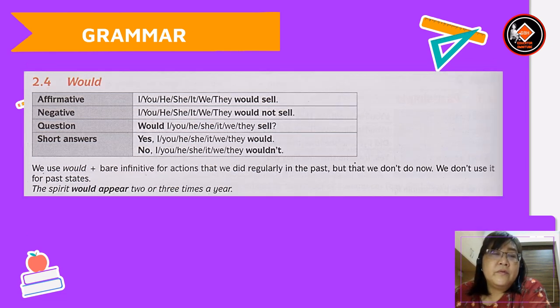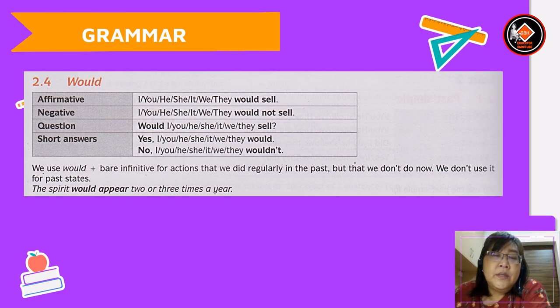And then we have 2.4, would. Affirmative, I, you, he, she, it, we, they would sell. Negative, I, you, he, she, it, we, they would not sell. The question, would I, you, he, she, it, we, they sell? And the short answers, yes, I, you, he, she, it, we, they would.